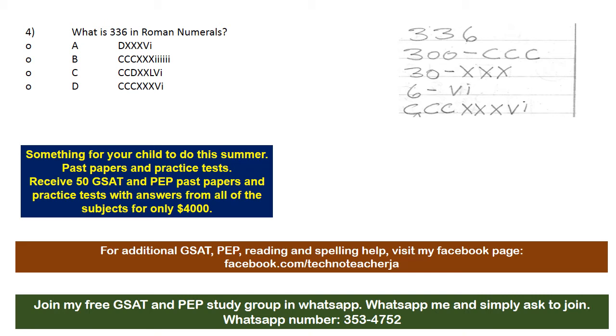Okay, let's group. So start at the back with the ones. IV, let's circle it. What is IV? The smaller number is in front, so we subtract, because I is smaller than V. I is 1 and V is 5. So that would be 5 minus 1, 4. So the ones is 4.